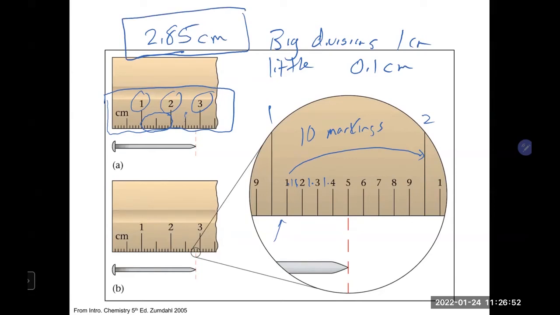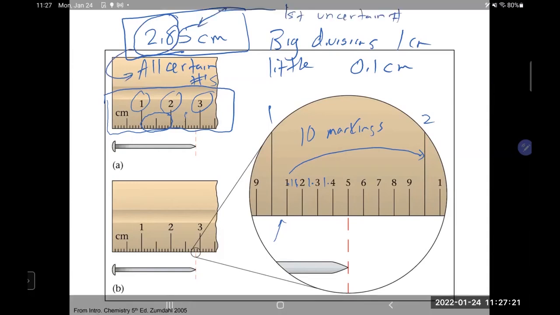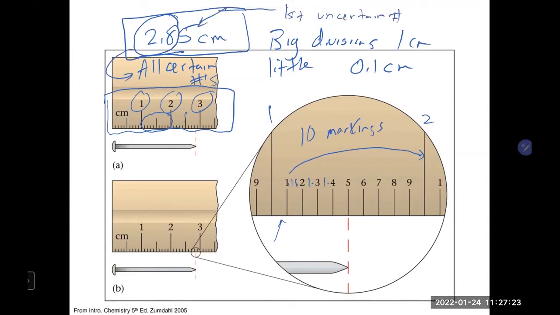When we record a measurement, you should always record all of the certain numbers, which in this case is the 2.8. Plus, and when you take a measurement such as that, always record all the certain numbers plus that first uncertain number. And that technically is what significant figures are.